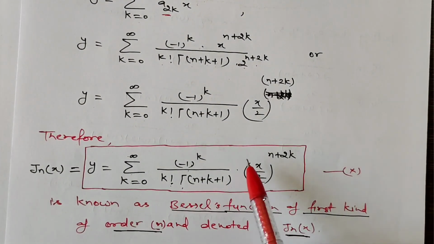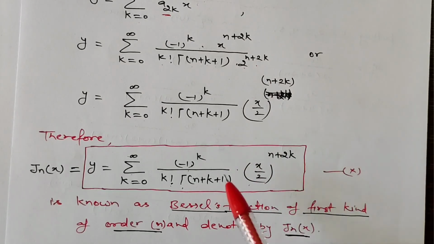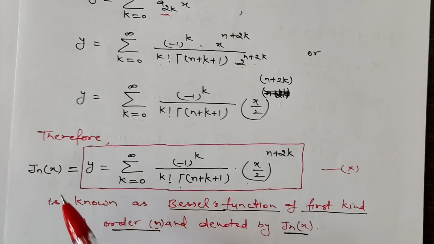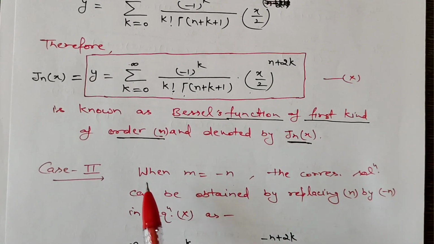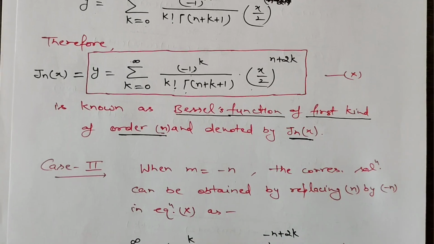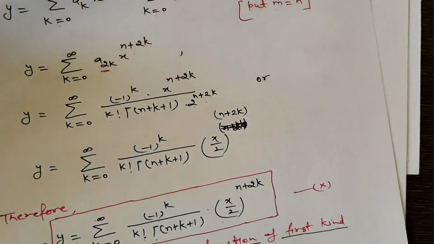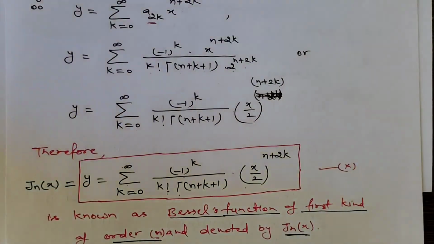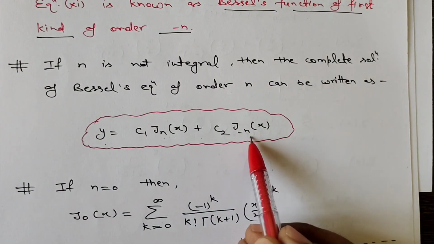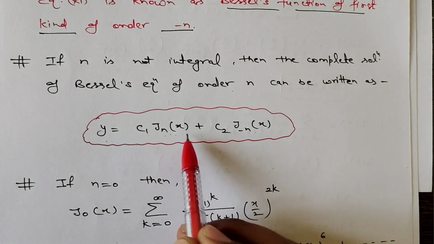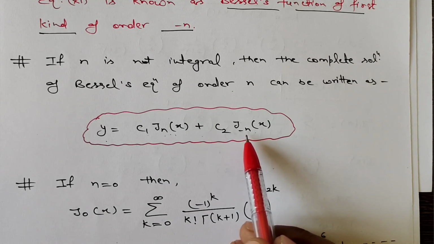As we know that there are two values of m, that is m is either plus n or m is equal to minus n. So we had solved for the first case when m is n, so it is J n x, that is Bessel function of first kind of order n, denoted by J n x. Then again we had solved for the second case when m is minus n, and we had obtained J minus n x. But both these J n x and J minus n x can give you the complete solution of Bessel differential equation only when this n is not an integer value.